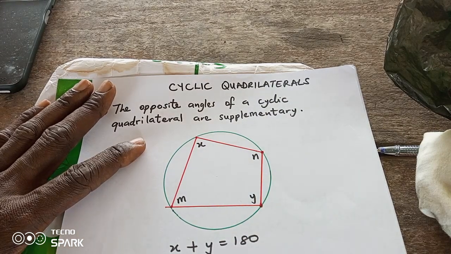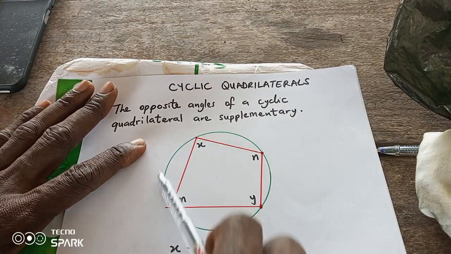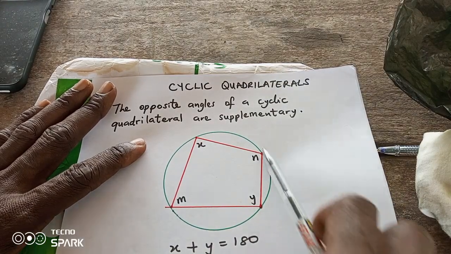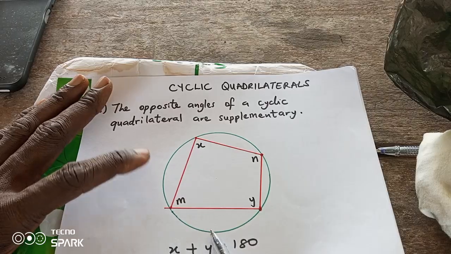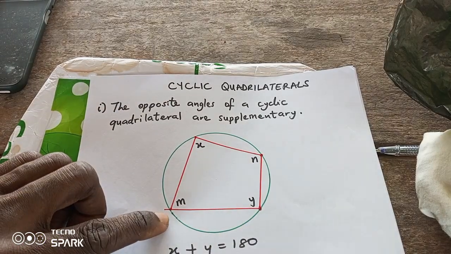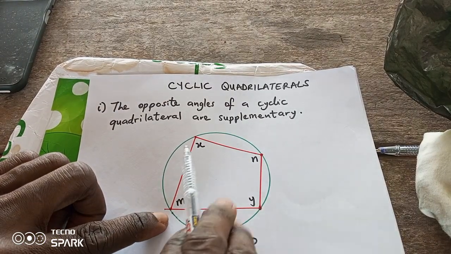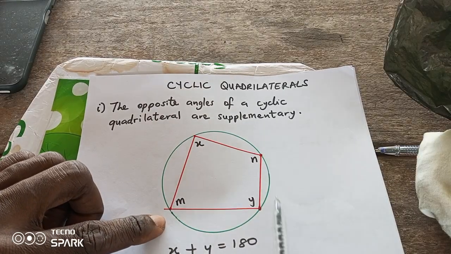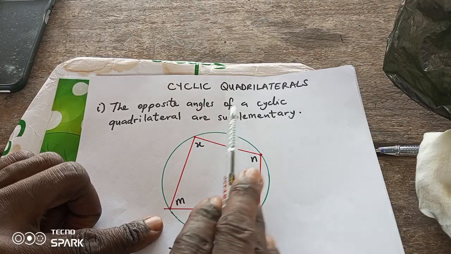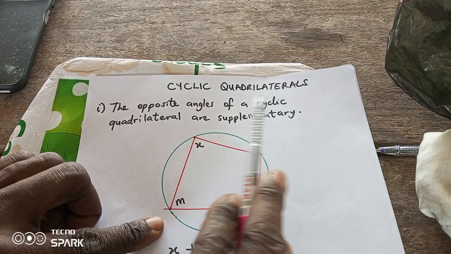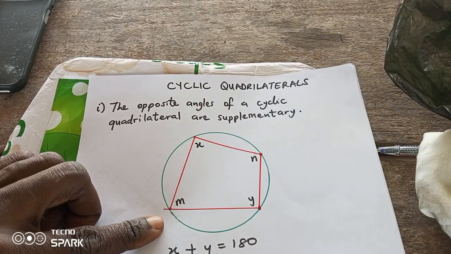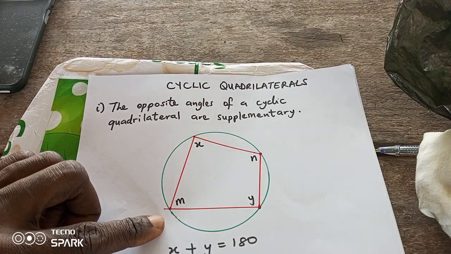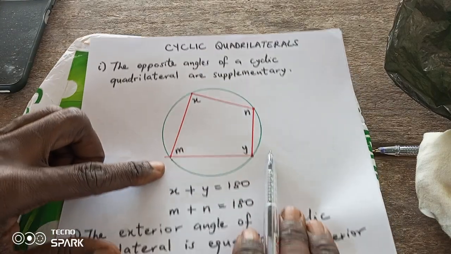And if that quadrilateral is now placed inside the circle, that is what we mean by a cyclic quadrilateral. So a quadrilateral placed inside the circle is a cyclic quadrilateral. The opposite angles of a cyclic quadrilateral are supplementary. That means they add up to 180 degrees.